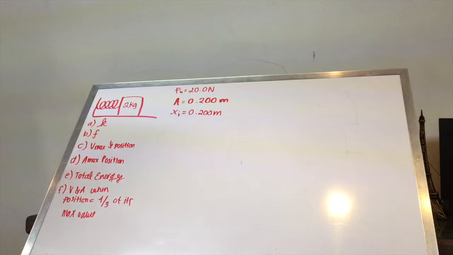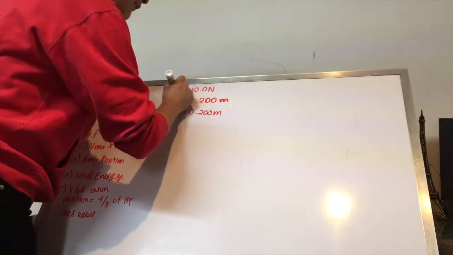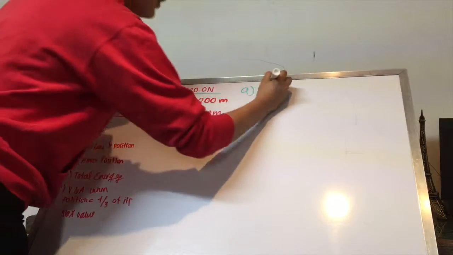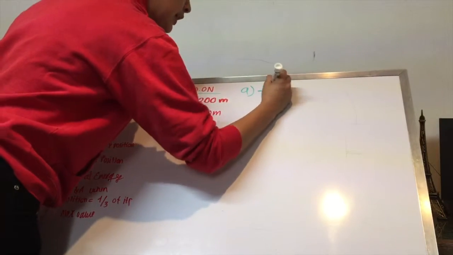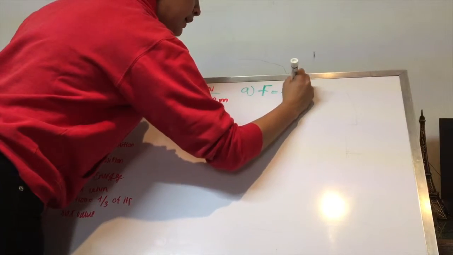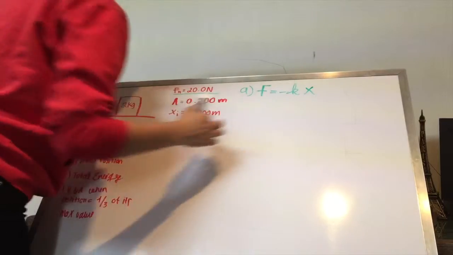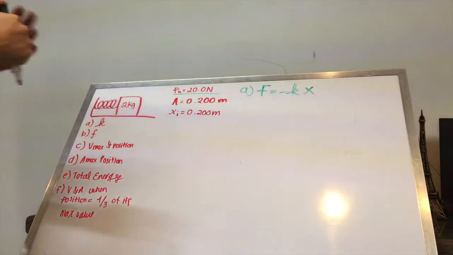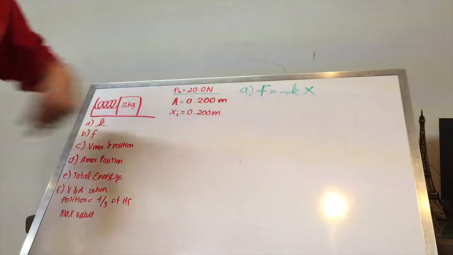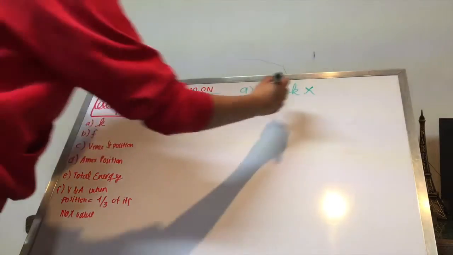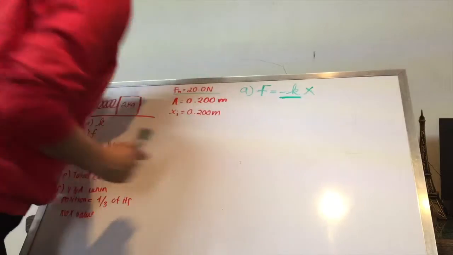So for the first part of the problem, we have this force, right? For A, we know that the force of the spring equals minus the constant times x, which is the distance that it's moving. So we have the force and we have the distance, right? And we're going to take this one.